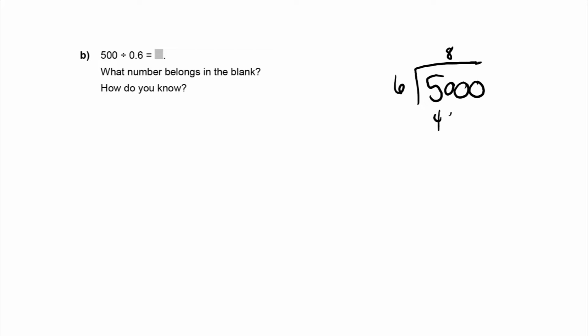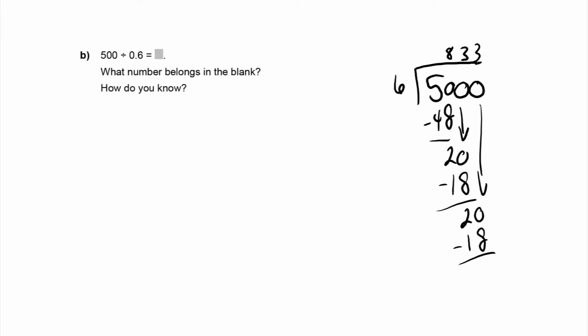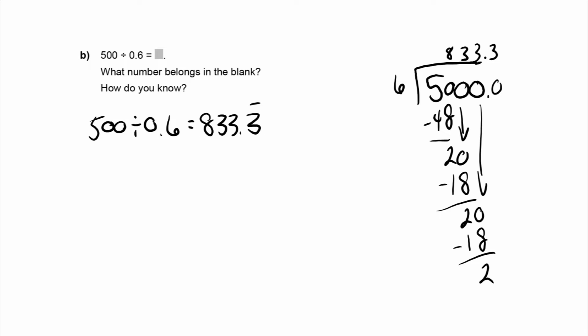6 times 8 is 48. 50 minus 48 is 2, bringing down a 0. 6 into 20 is 3. 3 6s are 18. Subtracting that, we end up with 2. Bring down the 0. 3 6s are 18 again. Subtracting, 2 remainder. So we can see that we're going to keep going here, and we're going to have a repeating 3 again. So 500 divided by 0.6 will equal 833.3 repeating.